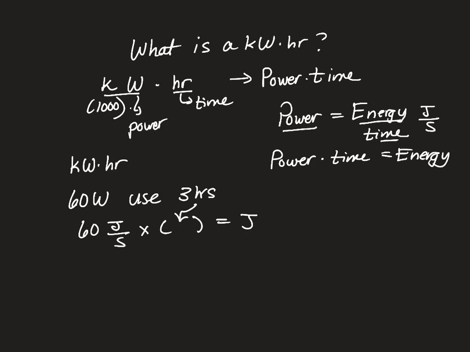However, that'd be a really big number. 3 hours converted into seconds is a whole bunch of seconds, and then that times 60 is a really big number, and it's too big. It's too big for most people to deal with, and it's certainly too big to print on your electric bill. So to get around that, we use a whole different kind of unit, the kilowatt hour.